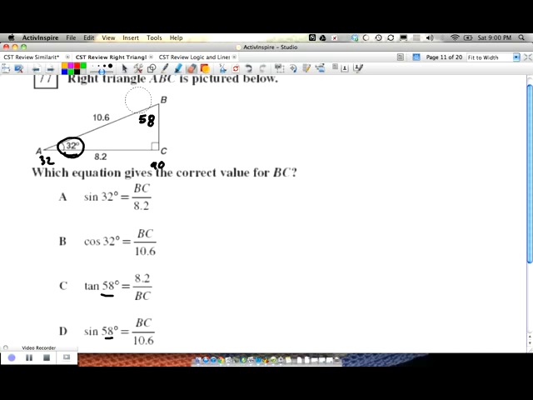So we got a lot more than just simple relationships here with one angle. It could be potentially the 32 or 58. We don't know which one. Well, let's just confirm them one at a time. It says sine of 32 equals BC over 8.2. Well, sine of 32 would equal the opposite over the hypotenuse. And the opposite is right. BC is opposite of 32 degrees. But 8.2 is not the hypotenuse. So that's wrong. When I'm looking at cosine of 32, that would be the adjacent over the hypotenuse.